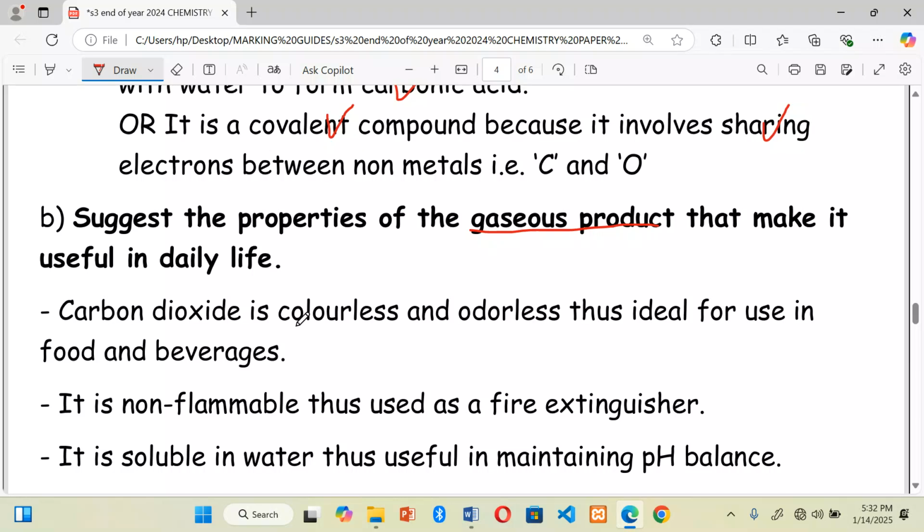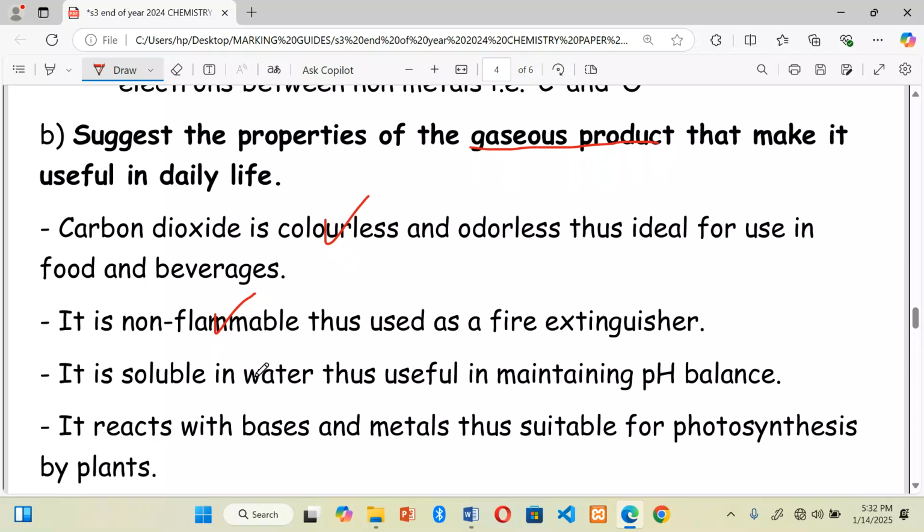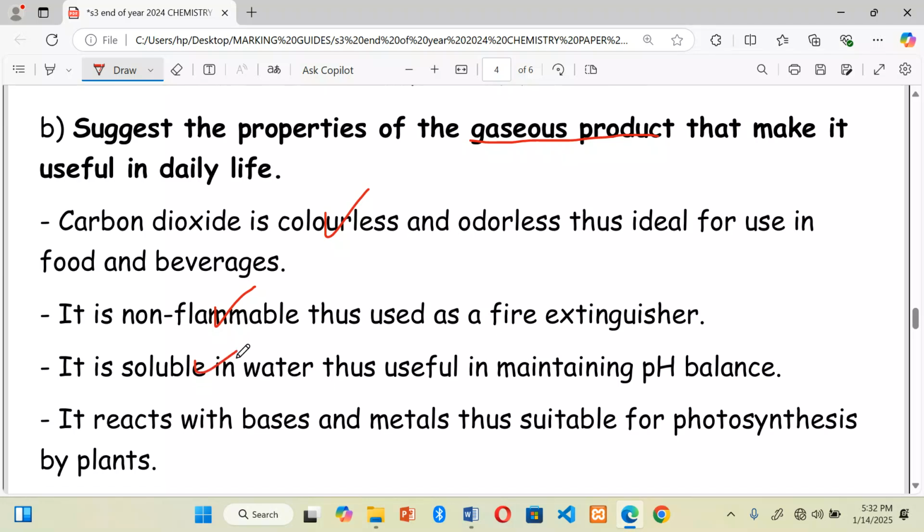Let's look at number 1. Carbon dioxide is colorless. Good. That is the first property. Colorless and odorless, that's ideal for use in food and beverages. Number 2, it is non-flammable. That's used in fire extinguishers. Number 3, it is soluble in water. That's useful in maintaining pH balance.